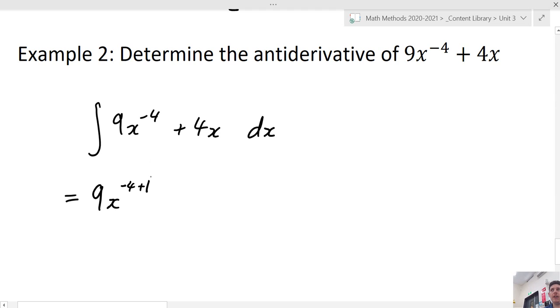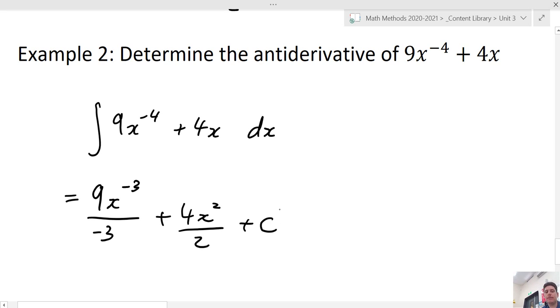So you added 1 to the power. We don't have to write it like this every time. You can just do it in your head, by the way. Like that. So I added 1 to the power divided by that new power. I'm going to add 1 to the power. It becomes x squared divided by 2. And we always need to write plus c. So everyone's okay with that?